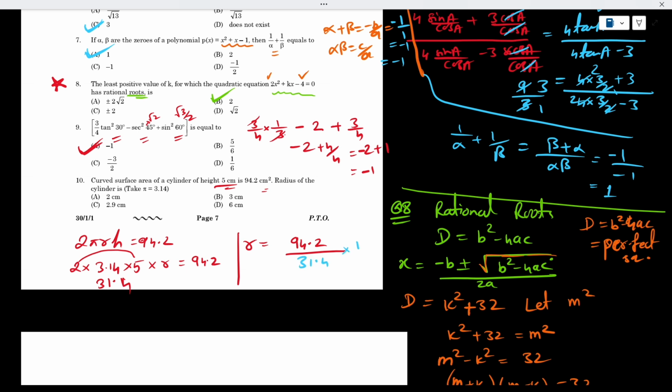Right? Now I can multiply by 10, or you can just move both one place to the right. So 942 by 314. This is ones, threes. So what is the right option here? 3 centimeter, which is option number B.